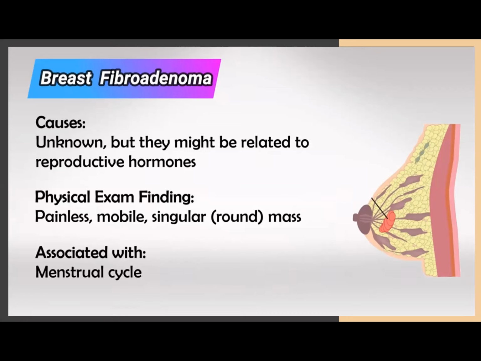Physical exam finding: a painless, mobile, singular, round mass. Painless, mobile means it's movable. When you press it, it goes up; when you press it, it goes down. It's movable. When you see this kind of lump that is movable, it is under the category of fibroadenoma. It's really associated with the menstrual cycle, which means your premenopausal category.